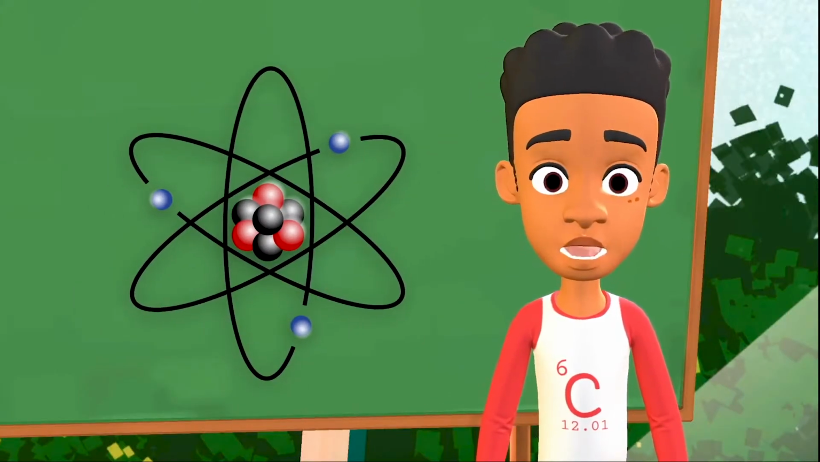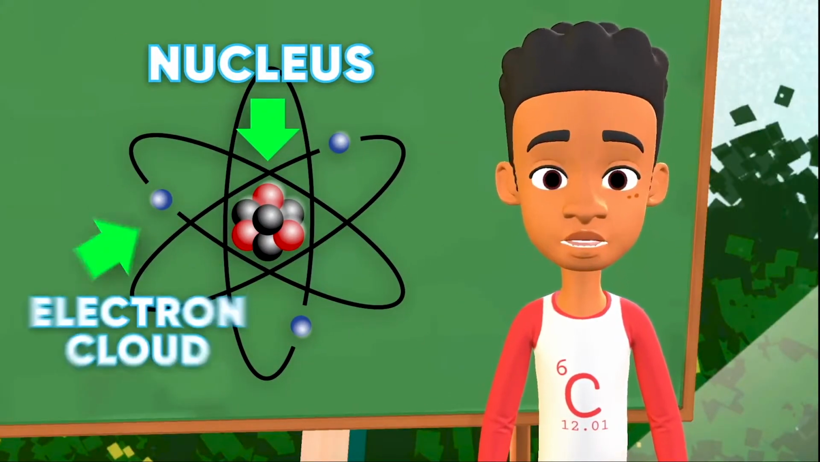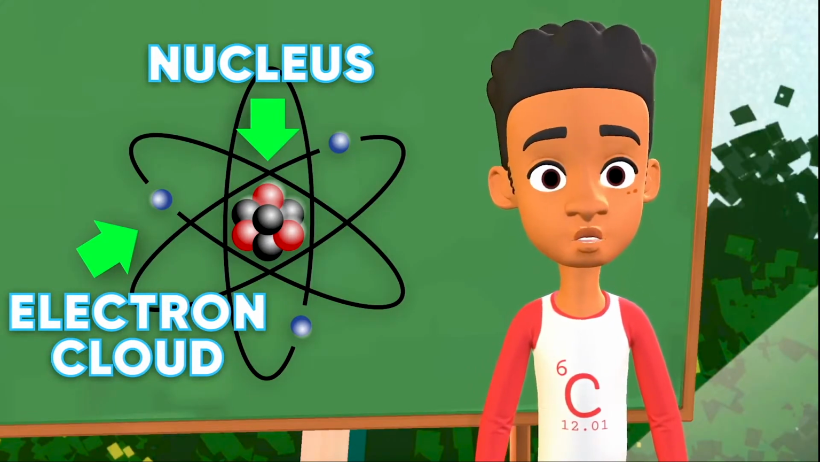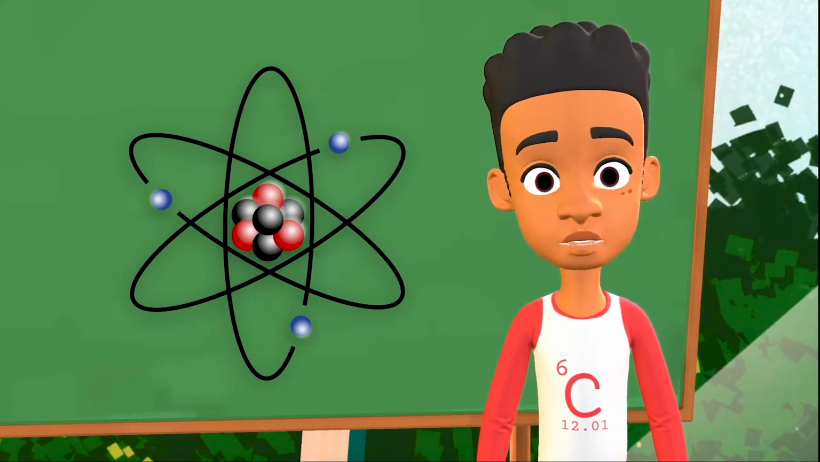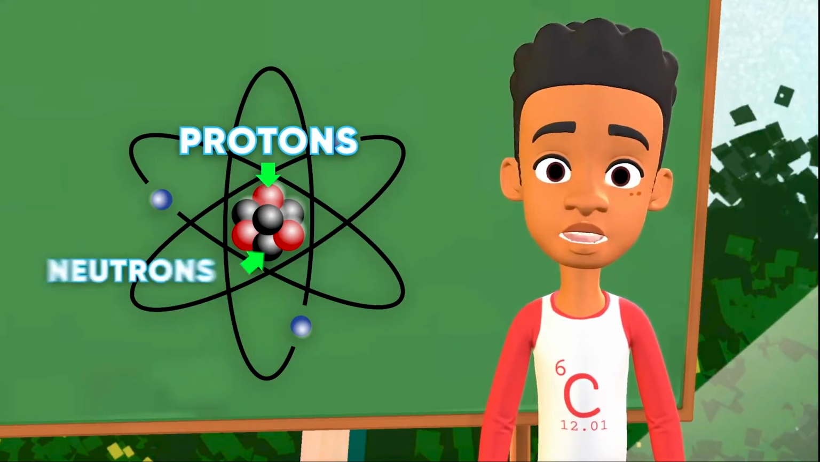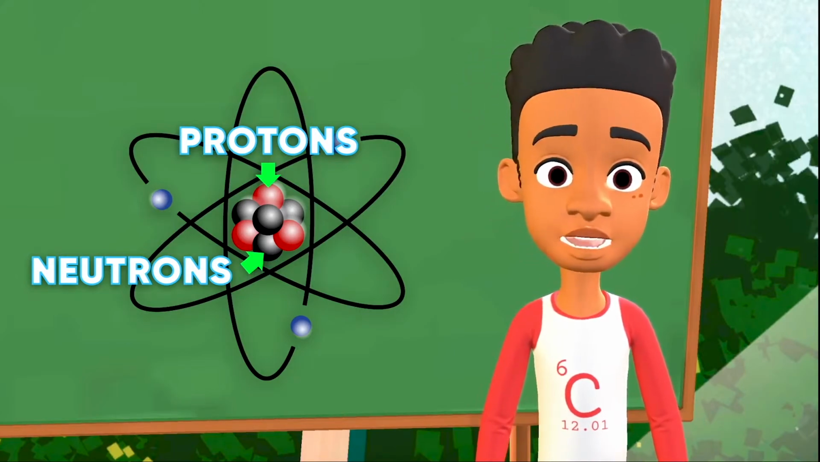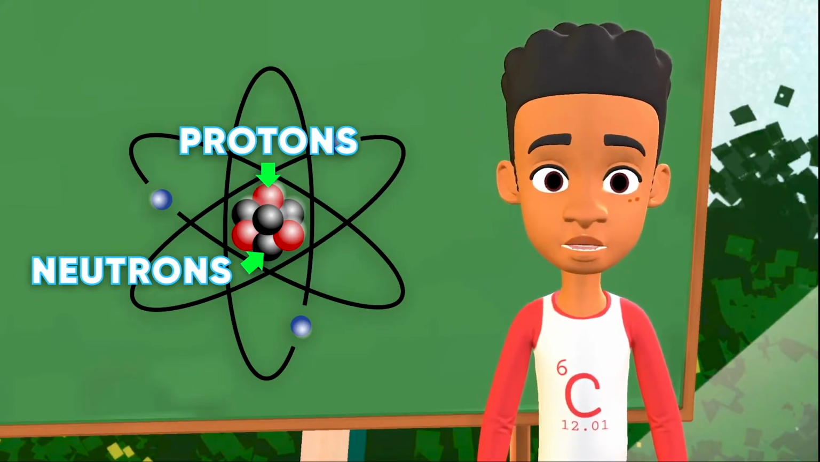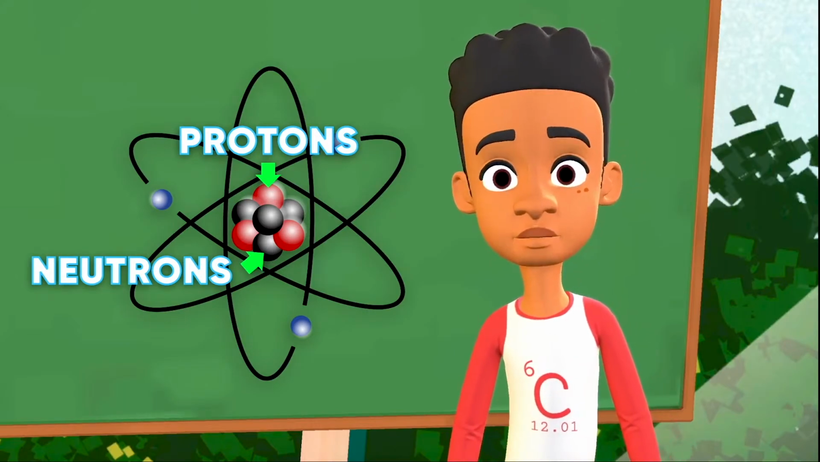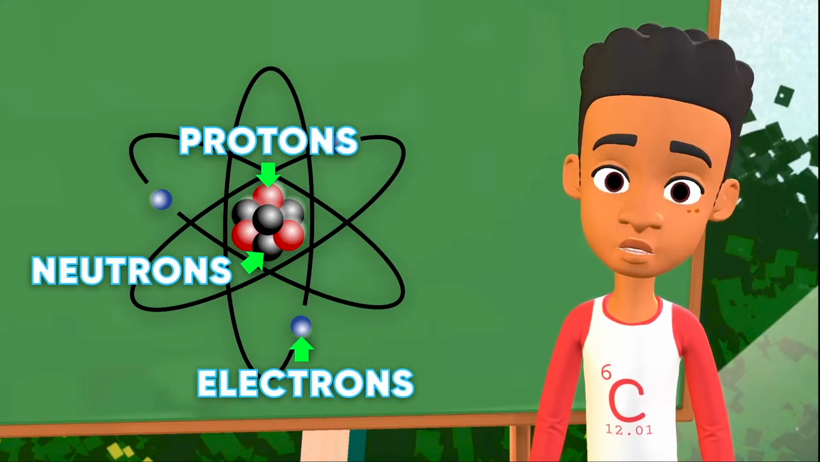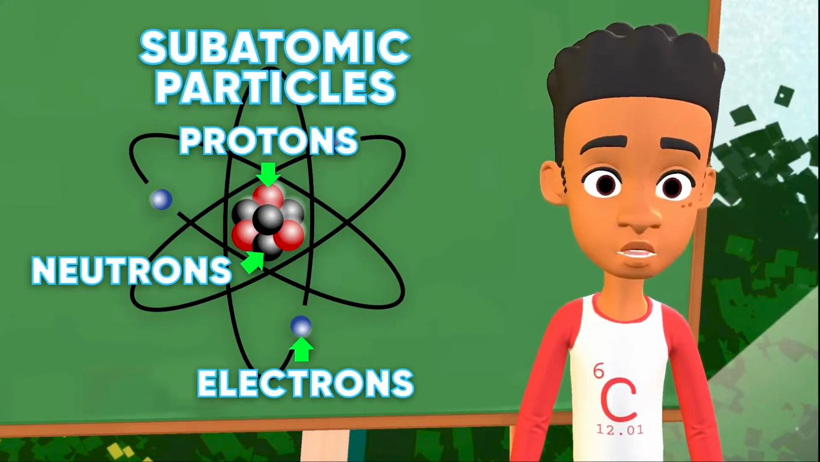An atom is made up of the nucleus and the electron cloud. The nucleus is at the center of the atom. It contains two types of particles: protons, which are positively charged, and neutrons, which have no charge, which is why they're called neutral. The electron cloud surrounds the nucleus. It's made up of negatively charged particles called electrons. Protons, neutrons, and electrons are called subatomic particles.